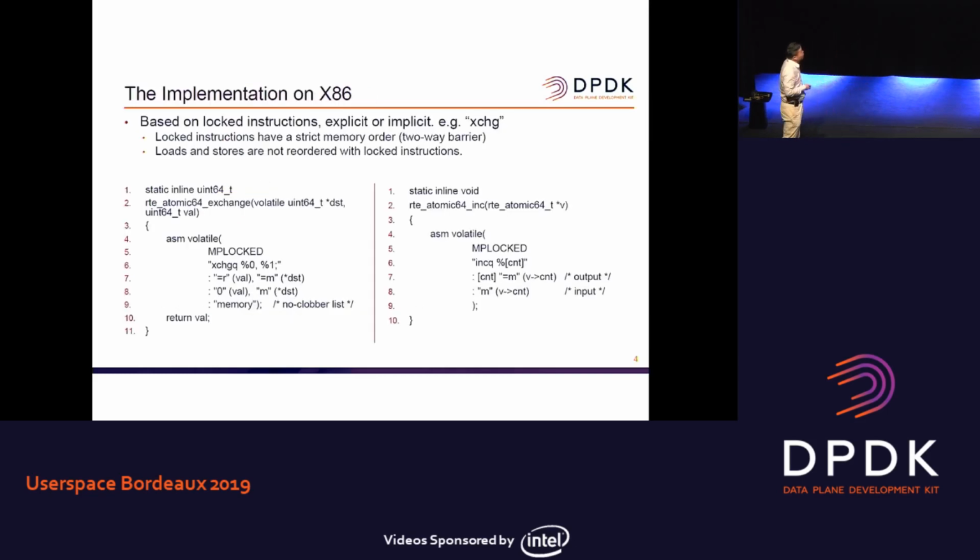Okay, this is the implementation on x86. It's based on the lock prefix, and lock prefix instructions have a strict memory order: loads and stores will not be reordered across these locked instructions. So when you call this API on x86, the order is kept. It will not be reordered with other loads and stores.